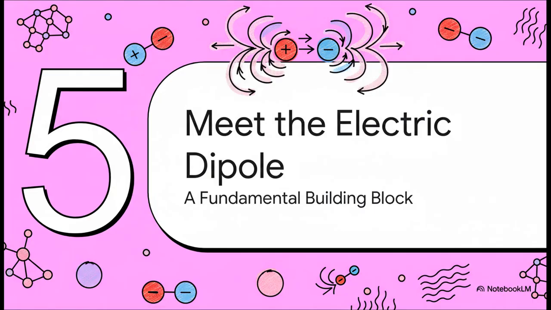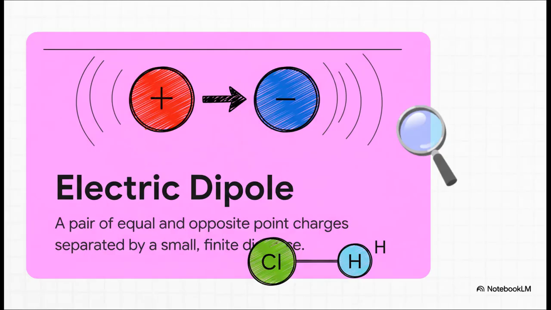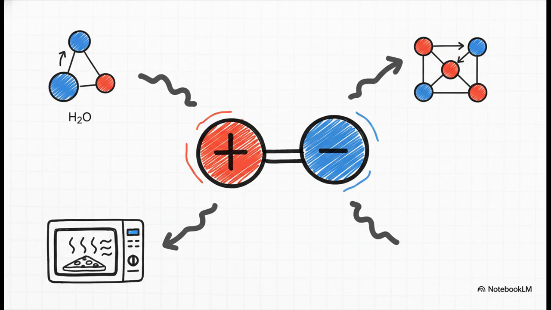Okay, now that we've got a handle on charges and fields, let's look at a combination of charges that shows up pretty much everywhere in nature and technology. It's a really important one. It's called an electric dipole, and all it is, really, is a positive charge and an equal but opposite negative charge that are stuck together, separated by just a tiny distance. A perfect real-world example is a molecule like hydrochloric acid. The hydrogen end is a little positive, the chlorine end is a little negative. That's a dipole.